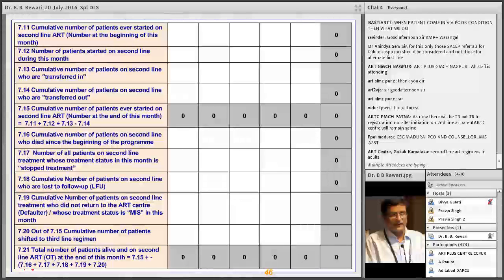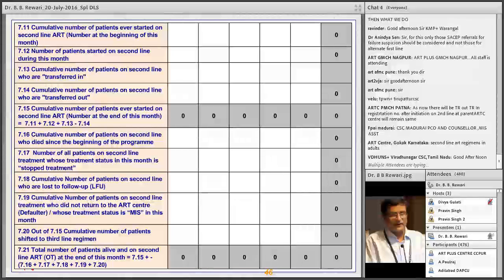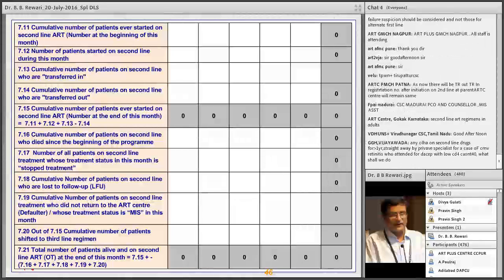You remember, we have opt out, stopped treatment, LFU, missing, died in first line. Now we have a cumulative number of patients shifted to third line, because third line patients will be accounted separately. Presently in your MPR, in the total number of PLHIV, you were including both first line and second line. So ultimately it is the total number of patients alive on second line ART. I think this is quite simplified, and has been done basically on feedback from all our regional coordinators and many of the ART centers. Okay, there is a question.